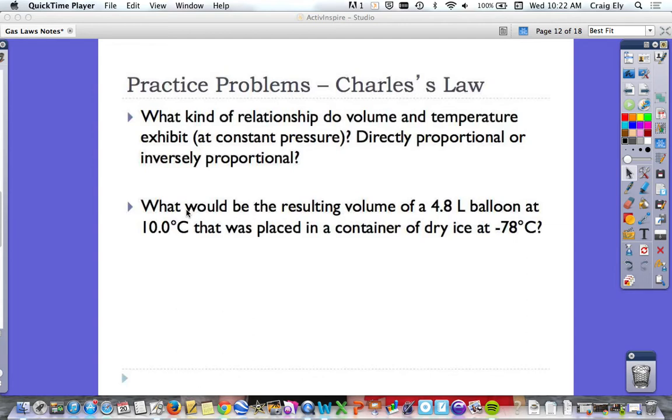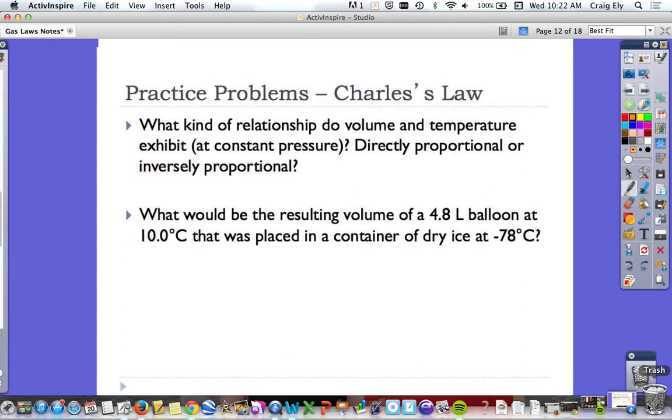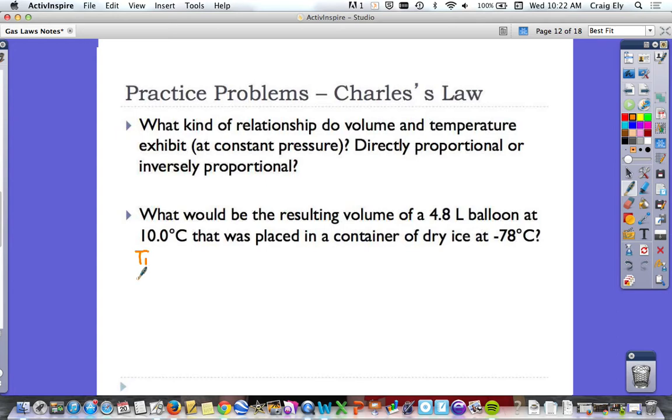What would be the resulting volume of a 4.8 liter balloon at 10.0 degrees Celsius that was placed on a container of dry ice at negative 78 degrees Celsius? All right, so remember we've got, let's try to put it on the pen first. We have T1 and V1, T2 and V2.